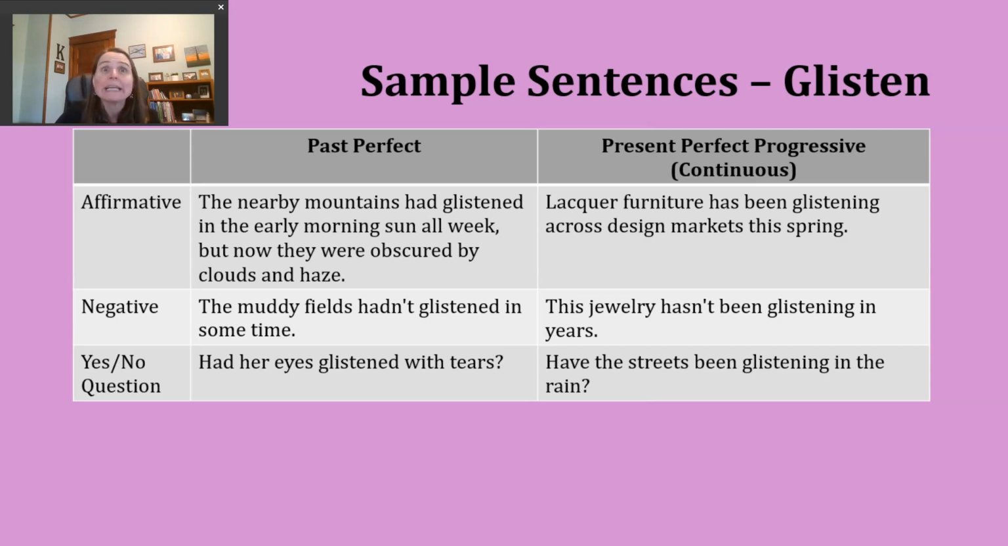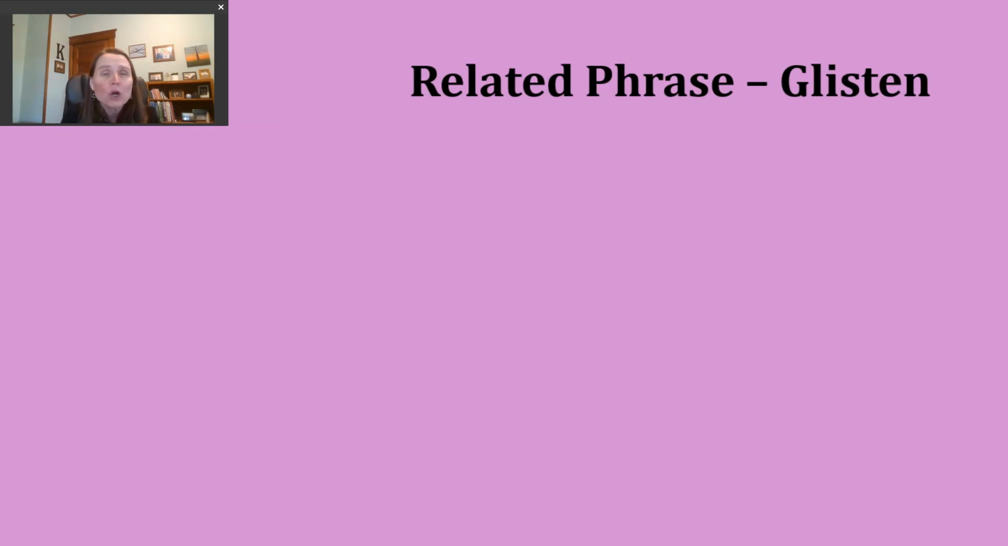Finally, let's talk about making a yes or no question in the present perfect progressive. To do this, you should start with either have or has. Whatever form matches your subject, that subject should come next, followed by the participle been, and then the ing form of the verb. Here's one more example. Have the streets been glistening in the rain? Again, that kind of goes back to that first definition, so think making it look like it's shimmering or shining due to that wetness. Now we'll spend a moment looking at some words related to our verb glisten.